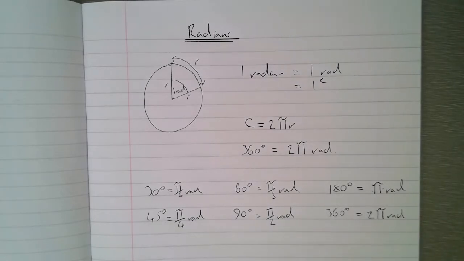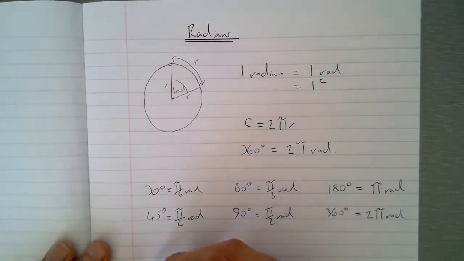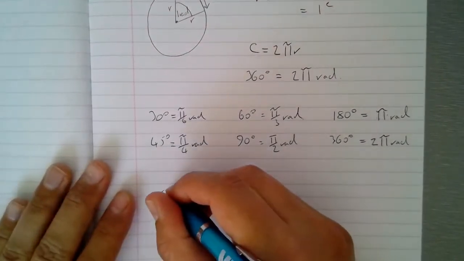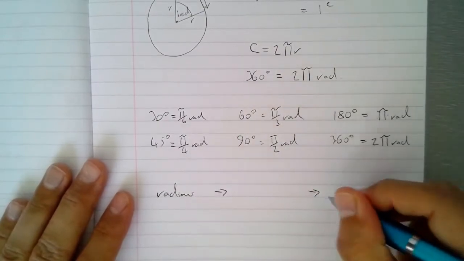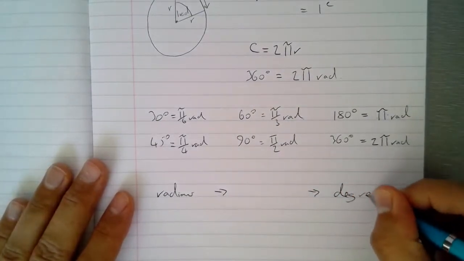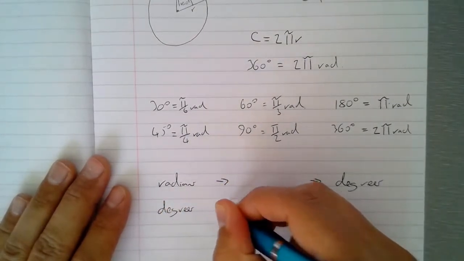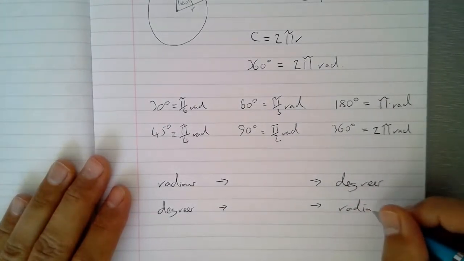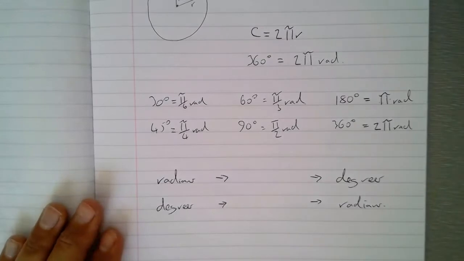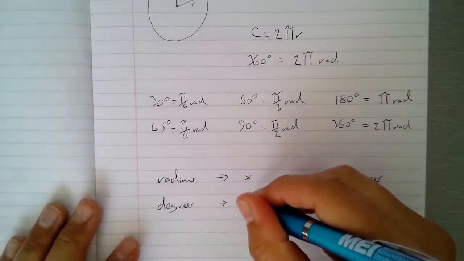Can you have a quick think also? How can you go from radians to degrees? How can you convert between the two? So radians to degrees. And how can you go from degrees to radians? So in other words, what do you times by to get from one to the other? And what would you times by to get back? So have a quick think about that one, pause the video and see if you can work out what you need to multiply by.